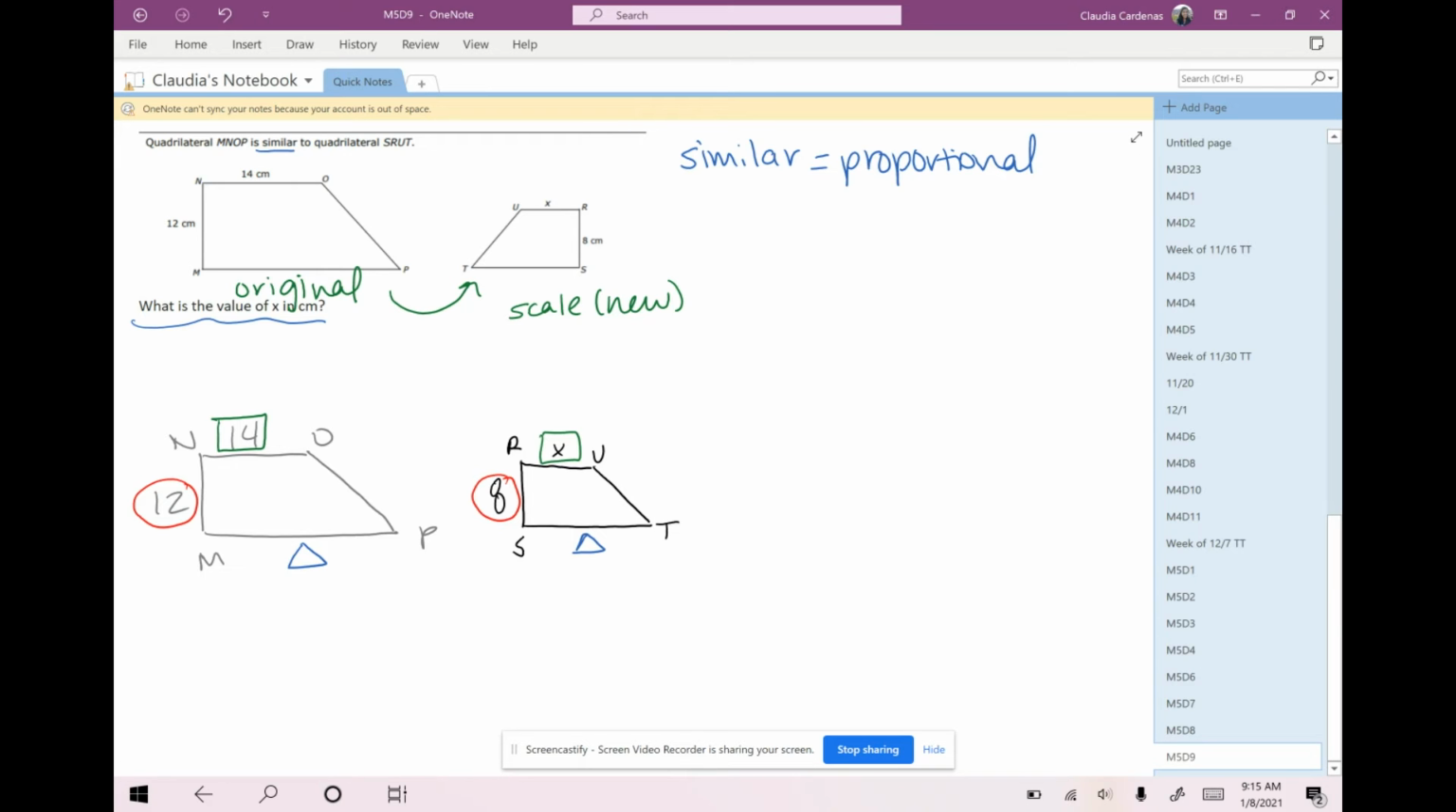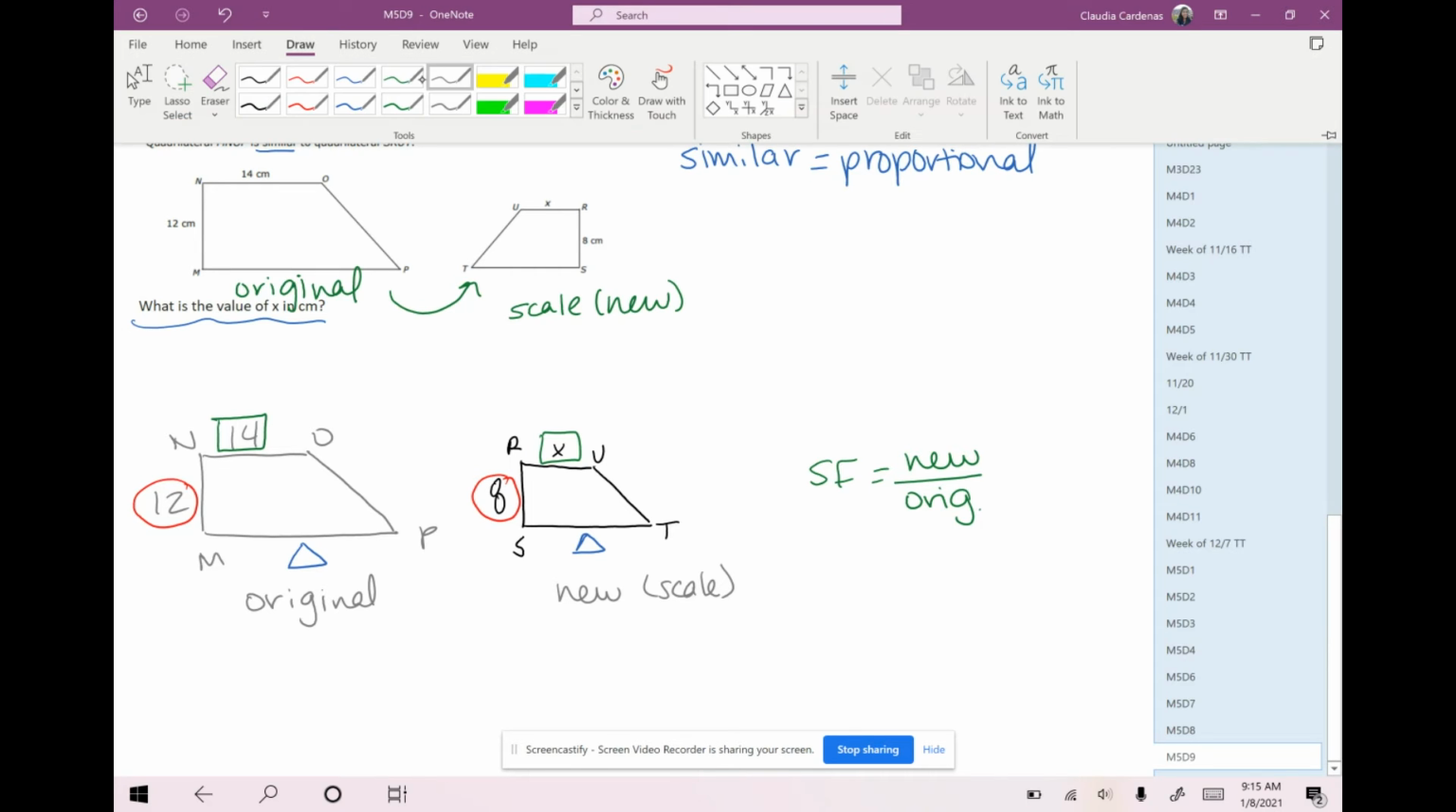So how can we now find the scale factor? Well, I know that we divide new over original, okay? And we have already identified this as the original and this as the new, or the scale drawing. Okay, so we can choose any pair of sides to find the scale factor. But since I only actually have one pair of corresponding sides where I know both sides, I can only use MN and RS. Okay, so MN and RS.